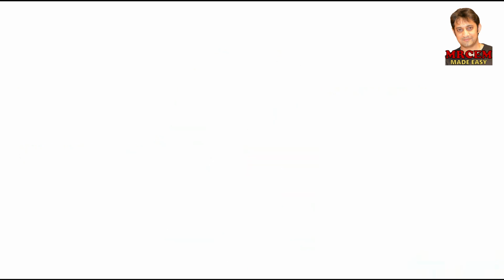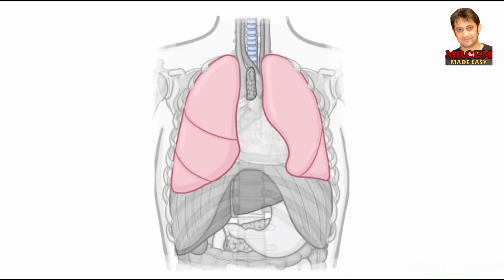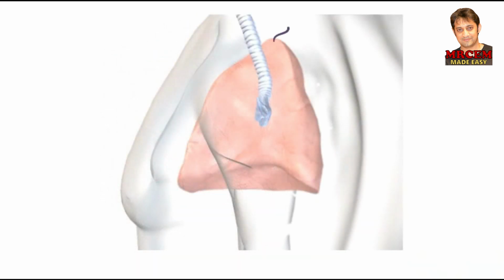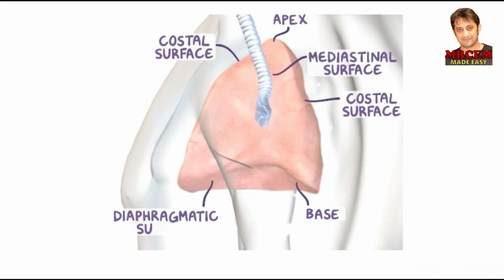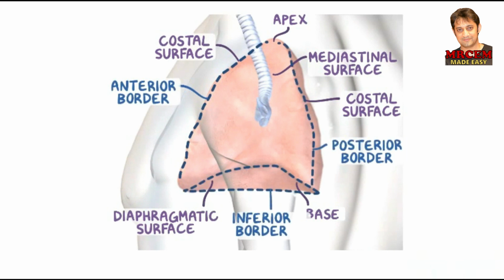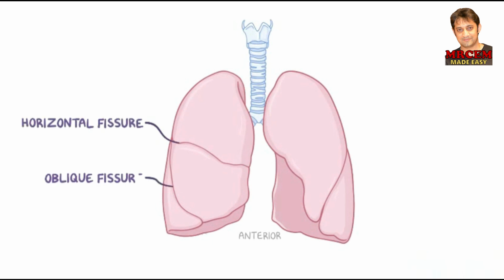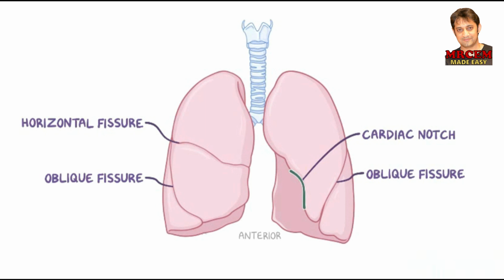All right, as a quick recap, the lungs are located on each side of the thorax and are covered by the pleura. They have an apex, a base, three surfaces, costal, mediastinal, and diaphragmatic, and three borders, anterior, inferior, and posterior. The right lung is divided by the horizontal fissure and oblique fissure into three lobes, while the left lung is divided by the left oblique fissure into two lobes, and, due to the cardiac notch, on the anterior-inferior aspect of the superior lobe, there's the lingula.